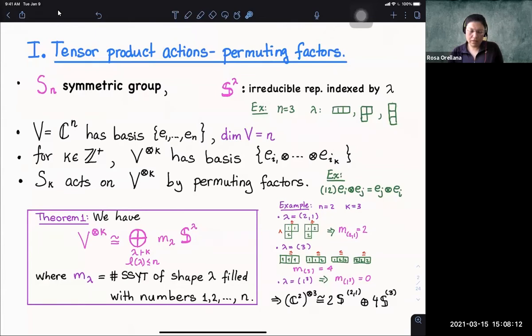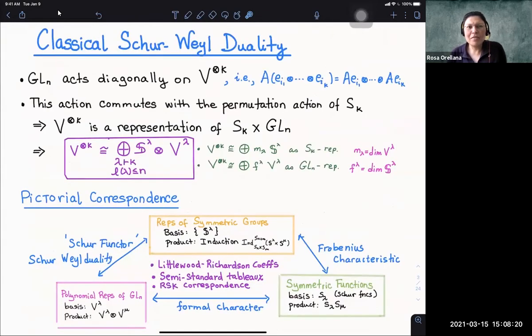How is this proved? It's a very beautiful theorem, and how did it come about? It comes from a very big hammer. This is a very big theorem. It's a consequence of the classical Schur-Weil duality that tells you that here the vector space is this tensor product, and you have an action of the general linear group. That acts diagonally. And what does it mean to act diagonally? It means that it acts on each of the factors, like that, and you can think of this as being a matrix.